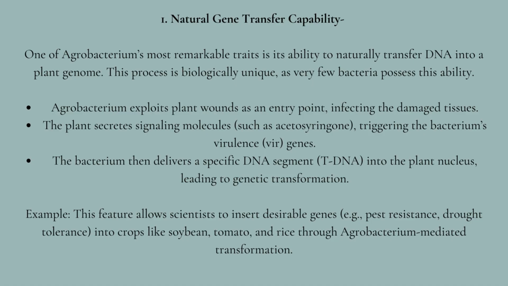As an example, scientists use this process to introduce beneficial traits like pest resistance and drought tolerance in crops like soybean, tomato, and rice.